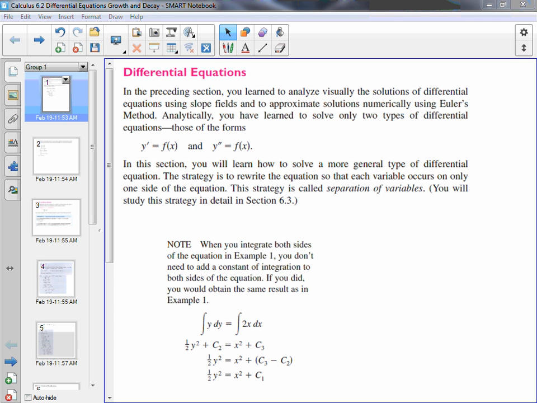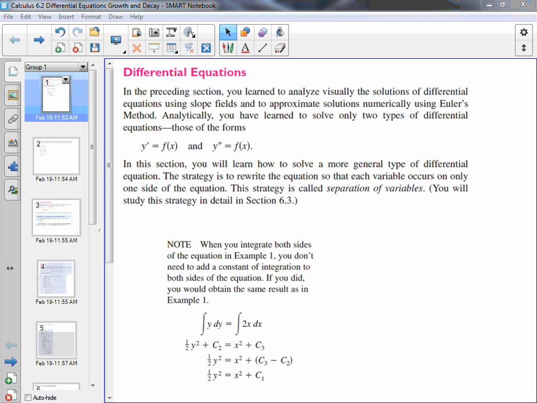More about differential equations. So turn with me to page 413. In the preceding section, you learned to analyze visually the solutions of differential equations using slope fields, and we didn't approximate solutions with Euler's method. It's not part of our curriculum.